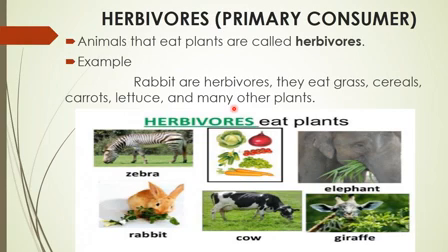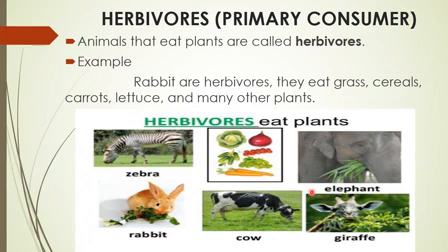They are called the primary consumer because they get their food directly from the producer. Who is a producer? A producer is the one who produces its food by itself, like green plants. So the animals which feed on the green plants are called the primary consumer, right? For example, a rabbit is a herbivore because a rabbit takes its food from the green plants.